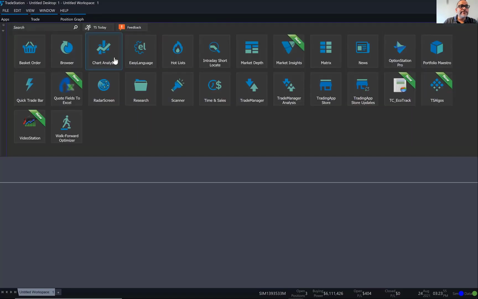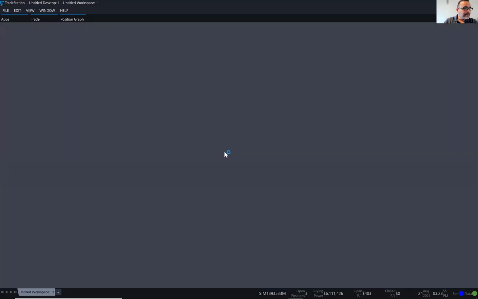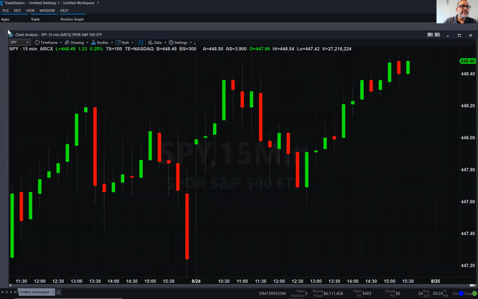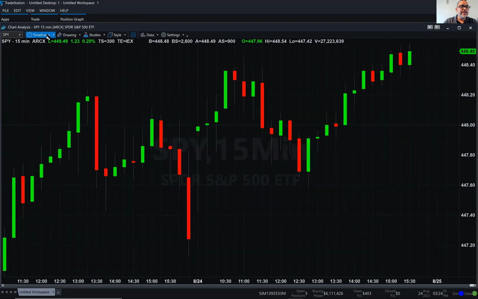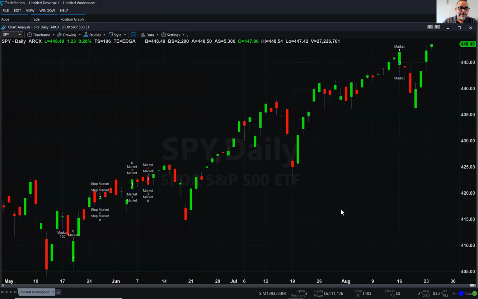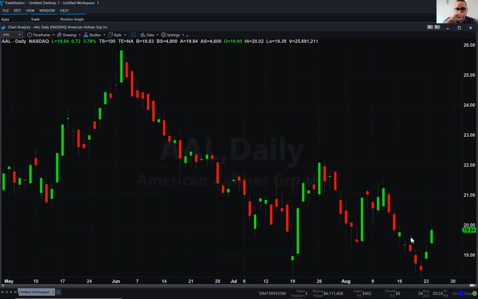Here we go. All right. Let's resize this, and let me turn this into a daily chart. Let me disable account orders and positions. Let me use American Airlines for this example.